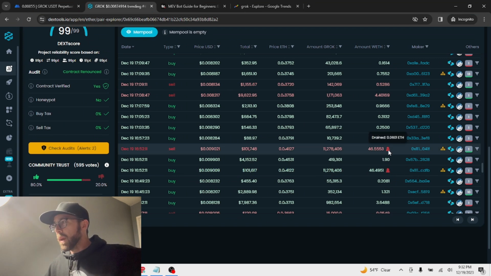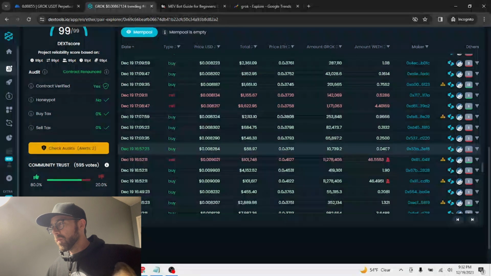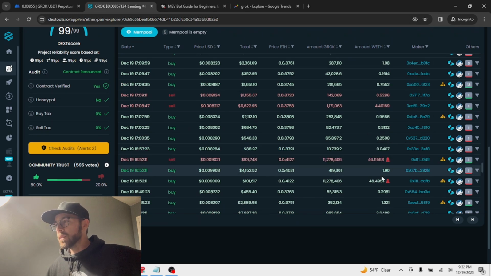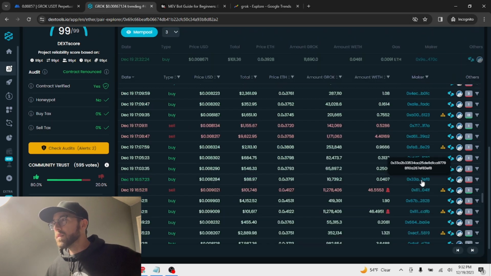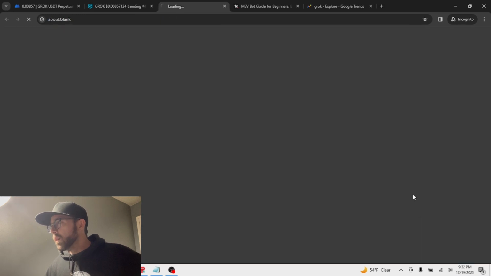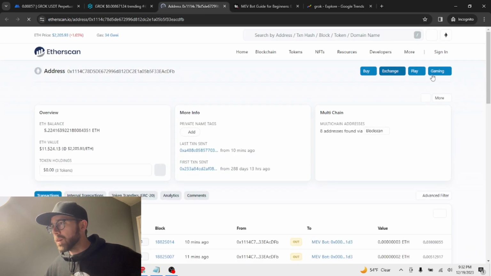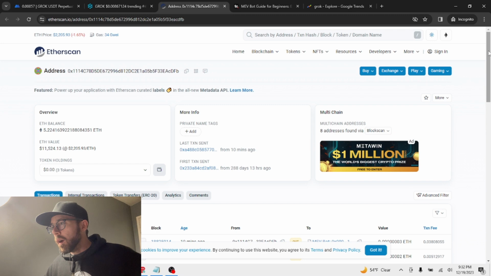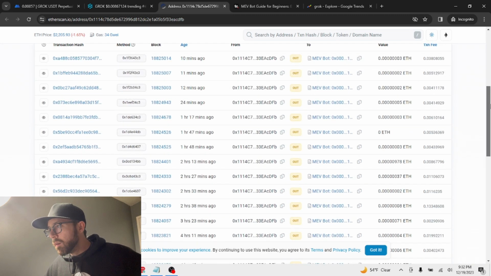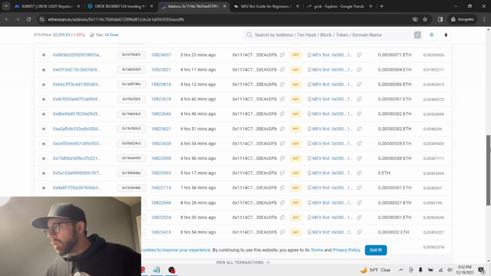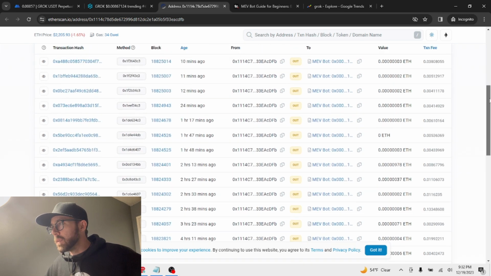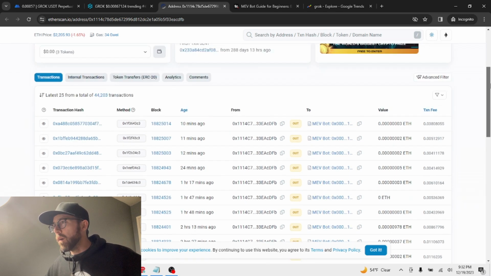So they're basically like scalping. They're taking really tiny amounts away from the person that they're sandwiching. Now, if we click on this, this is why Dex Tools is pretty cool. You can look at the exact transaction. All right. So they're doing a whole bunch of transactions. It says MEVBot right here.